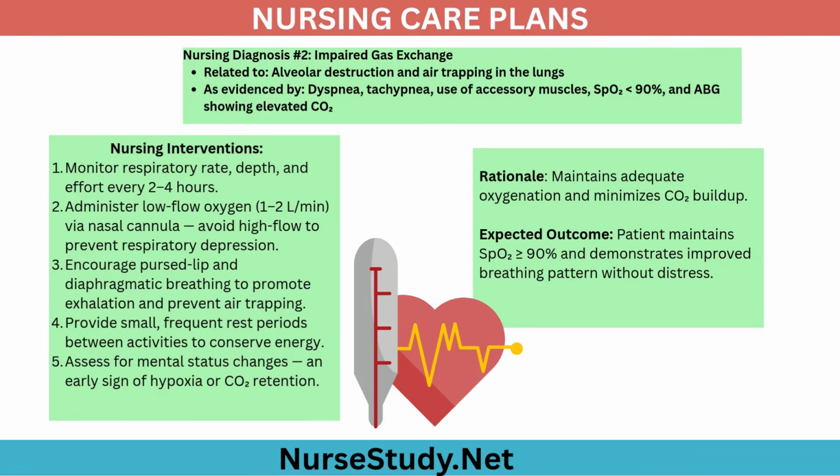Nursing diagnosis number 2, impaired gas exchange, related to alveolar destruction and air trapping in the lungs, as evidenced by dyspnea, tachypnea, use of accessory muscles, SpO2 less than 90%, and ABG showing elevated CO2. Nursing interventions: monitor respiratory rate, depth, and effort every 2 to 4 hours. Administer low-flow oxygen, 1 to 2 liters per minute, via nasal cannula.